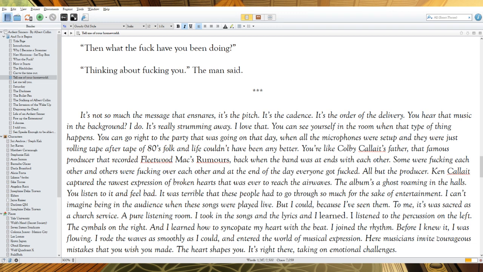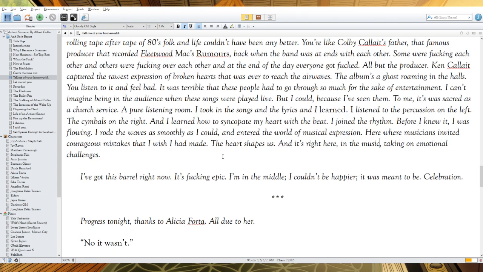Here, where musicians invited courageous mistakes that I wish I had made. Yeah, see, this is better. I want it to be formal. The heart shapes us. And it's right here in the music, taking on emotional challenges. Forget the challenges, and it's right here in the music. Bam.